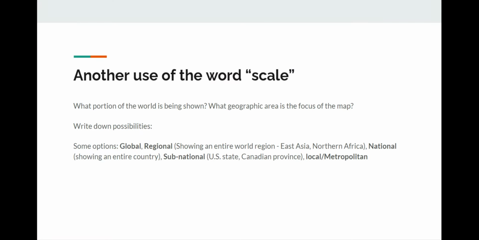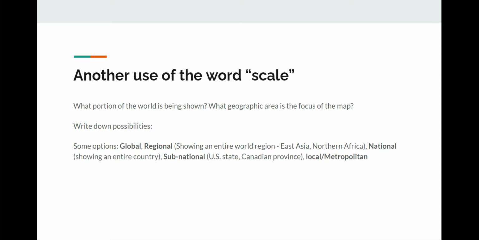All right. So we're past the more confusing stuff and on to the stuff that I think we'll use the most when you hear the word scale. The first 2 ways in which we've talked about scale have been pretty related. The third use is what portion of the Earth is being shown in a map. This is probably how I use the term scale the most. I say, what is the scale of this map? Basically, what are we showing? What portion of the Earth is being shown? What is the geographic focus of the map? What geographic area is the focus of the map?